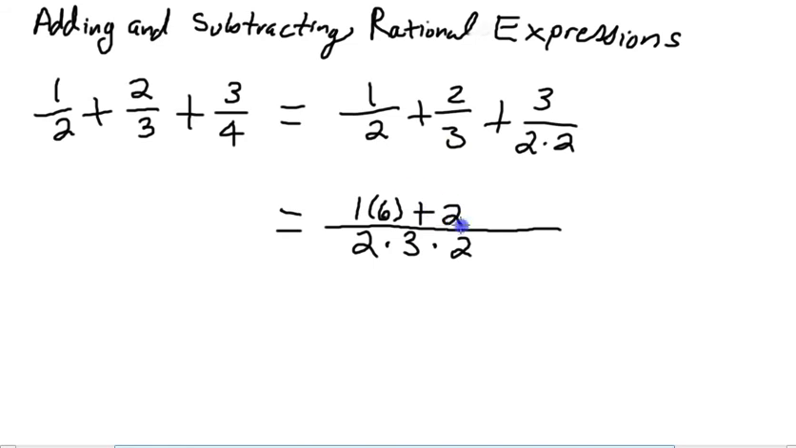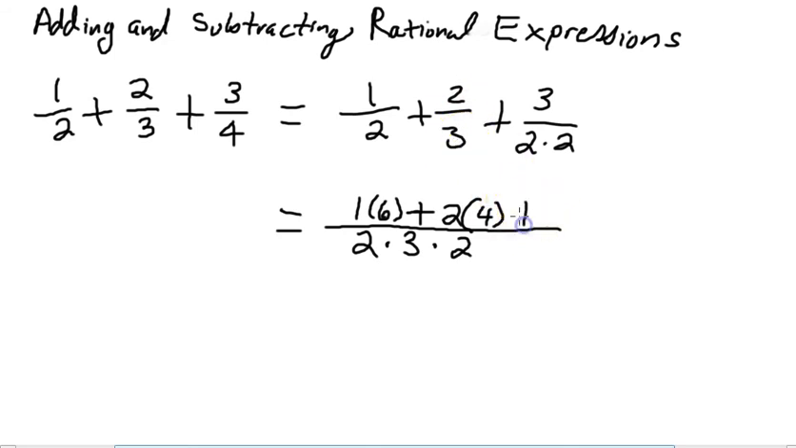Now let's move to the 2. So the 2 is over a 3. I've already got a 3 here, so what's missing from the 2 is a 2 times 2 or a 4. So I'm going to put a 4 in there. And now, ignoring the 1 times 6, we have 8 over 12, and 8 over 12 is 2/3.